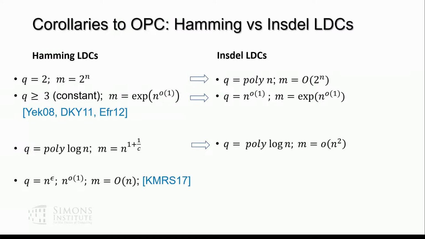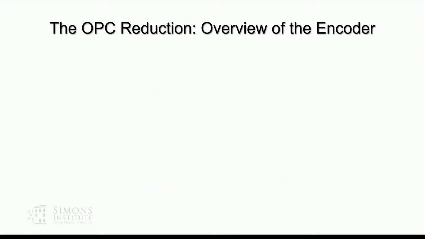Okay. And the next interesting regime is the n to the little o of 1 query complexity, where you get constant rate. So with log n to the log n queries, you can get a constant rate locally decodable insertion deletion codes. Okay, so I'm just going to next give you a little bit more intuition about this reduction, just to see how we work with insertion deletion codes.